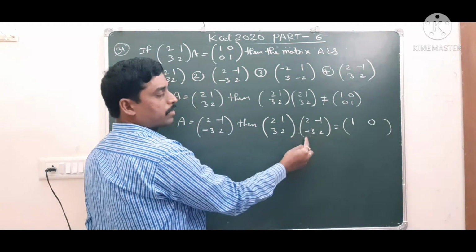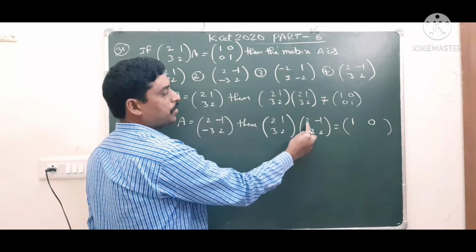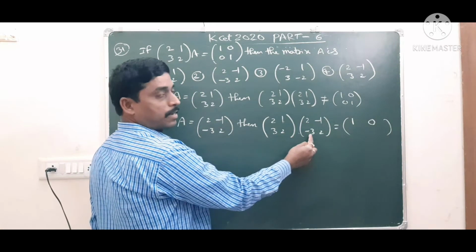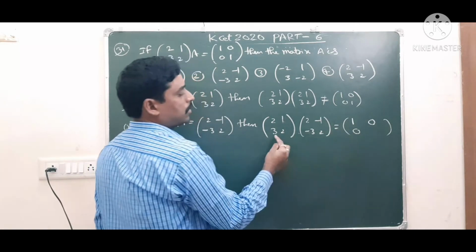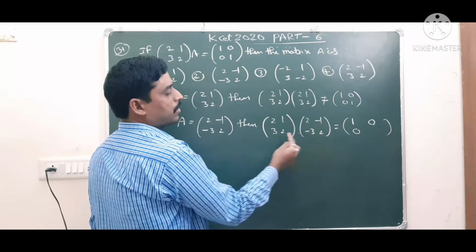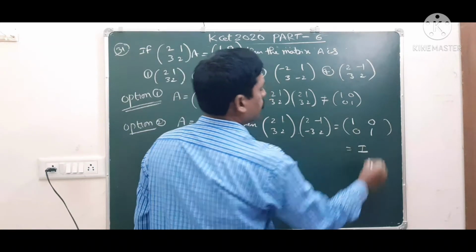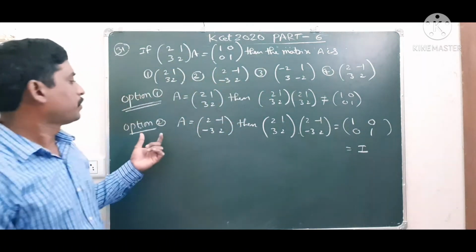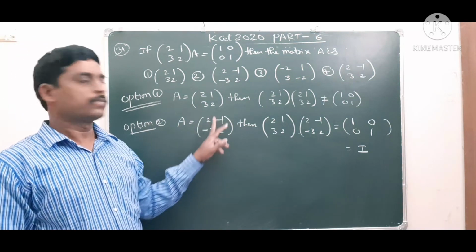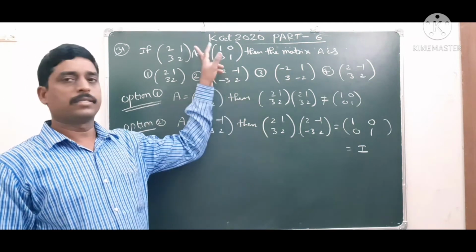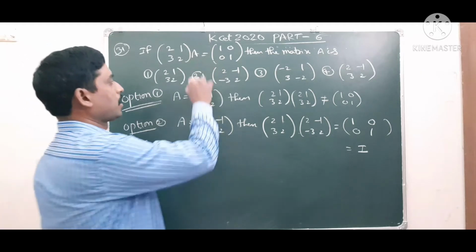And the second row multiplies with the first column: 3 into 2 is 6 and 2 into minus 3 is minus 6. This will be 0. 3 into minus 1 is minus 3, 2 into 2 is 4. This will be 1. So this is the unit matrix. If option 2, if A is equal to [2 minus 1; minus 3 2], this condition is satisfied. So option 2 is correct.